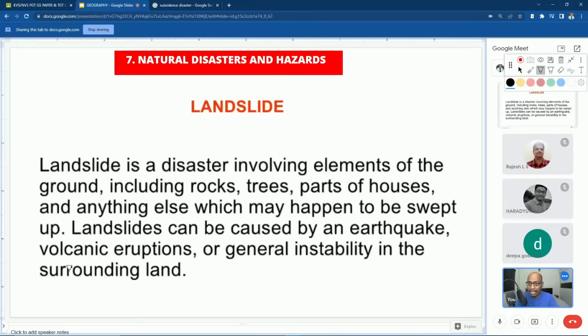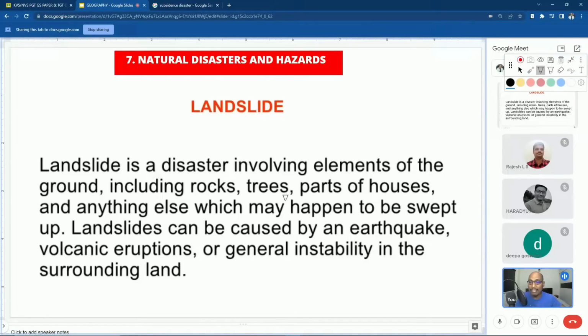Then the next one is landslide. Of course, we must be familiar with landslides. Landslide is a disaster involving elements of the ground, including rocks, trees, parts of houses. So those who are living in the northeast part of India must know there are loose sand and loose hills. So even for small activities or small rainfall, the landslides collapse, and it will block the roads, and that will become a great difficulty for traveling.